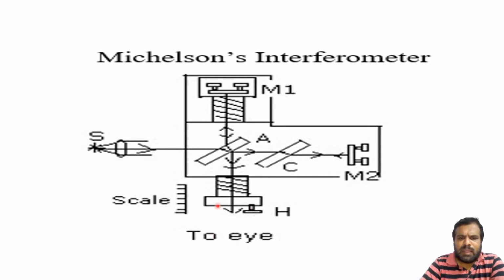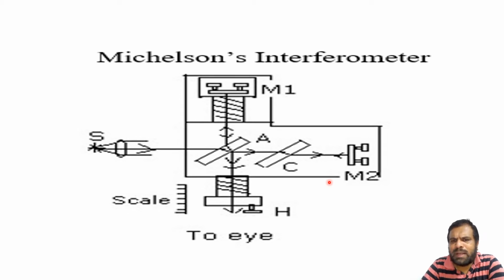When the mirror M1 is moved parallelly on the carriage, the reading can be read on this scale. When you move the mirror, and the mirrors M1 and M2 are exactly perpendicular, in the telescope we will see the two images. One is M1, another one is the image of M2, that is your M2 dash.